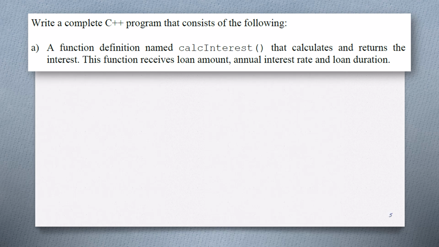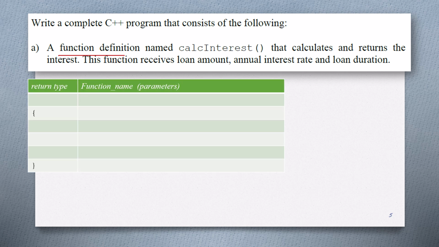All right, next one. So you need to provide a function definition. Meaning you have to define the task for the function called interest. The name is called interest. Simply write called interest.